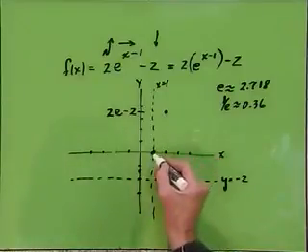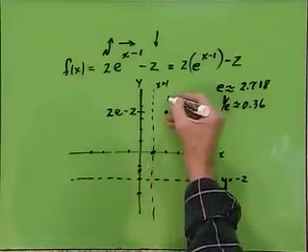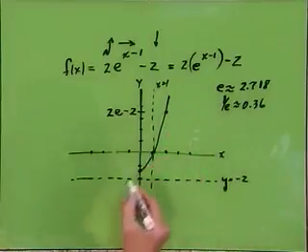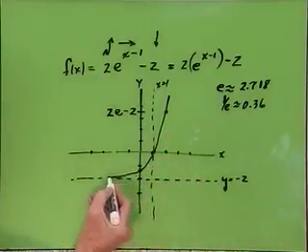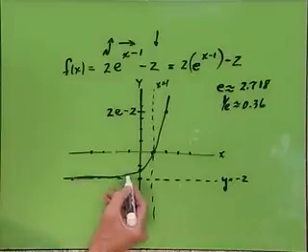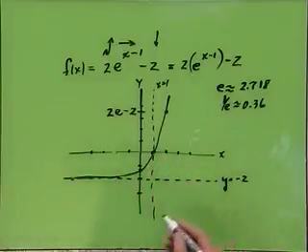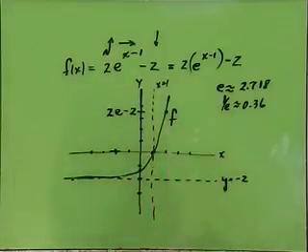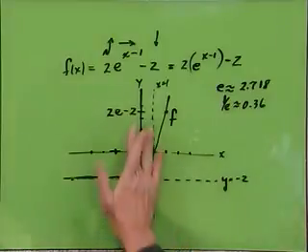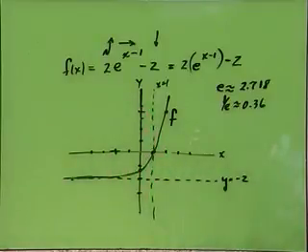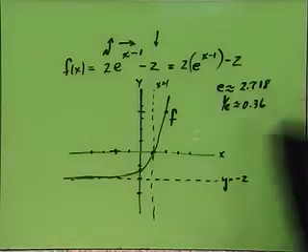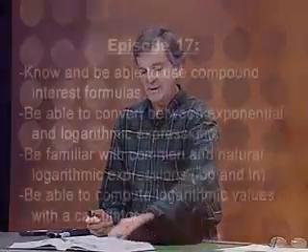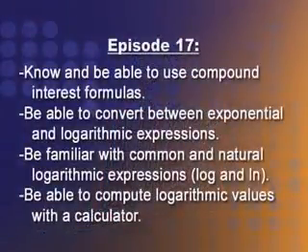Okay, so if I connect this point and this point, my graph looks like this. And it approaches a horizontal asymptote, which is the x-axis after it's been shifted down 2 units. So this is the graph of f. I might put a name tag on it right there. That's how we go about sketching transformations of exponential functions. Let's go to episode 17 now and look at some of the review items for that episode.